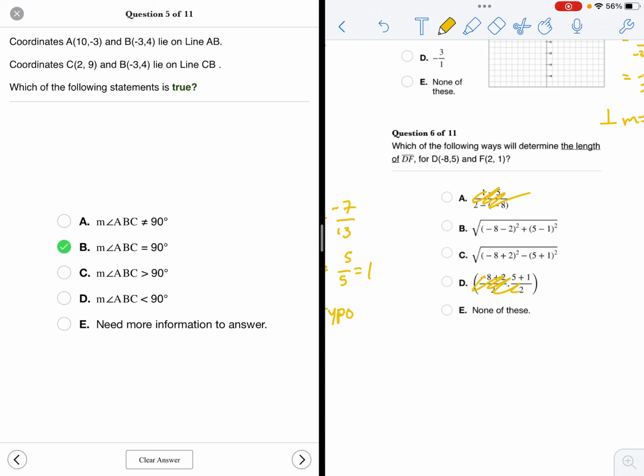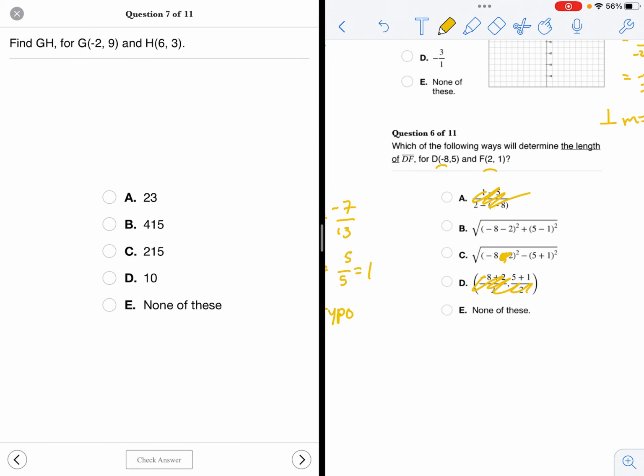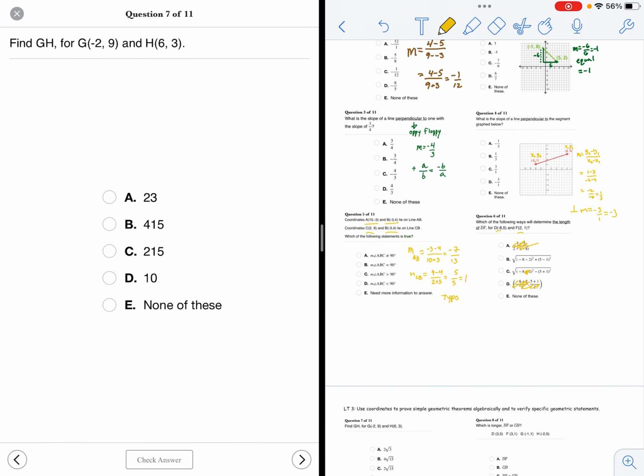Basically, this is saying which one of the following is the length of DF. Well, not these formulas. Those are midpoints and slopes, so it's one of these. It's going to be negative 8 minus 2. So it's not the one with the plus. Boom. What? Another typo in this, where the square roots go, they disappear. Yikes.